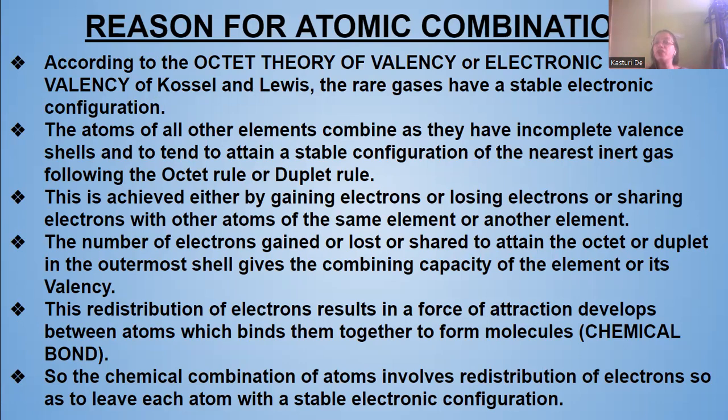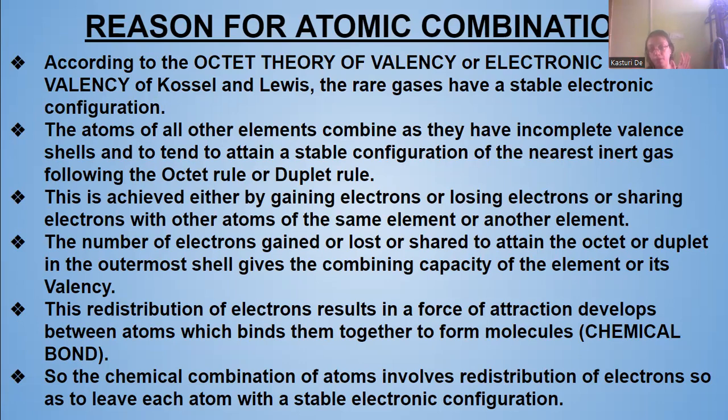Now, this redistribution of electrons results in a force of attraction developing between atoms, which binds them together to form molecules, which is known as a chemical bond. So this gaining, losing, or sharing of electrons creates a force of attraction between the atoms of a molecule. If 2 or 3 atoms are sharing electrons, there will be a force of attraction between them, and that will create a binding, and this is known as a chemical bond.